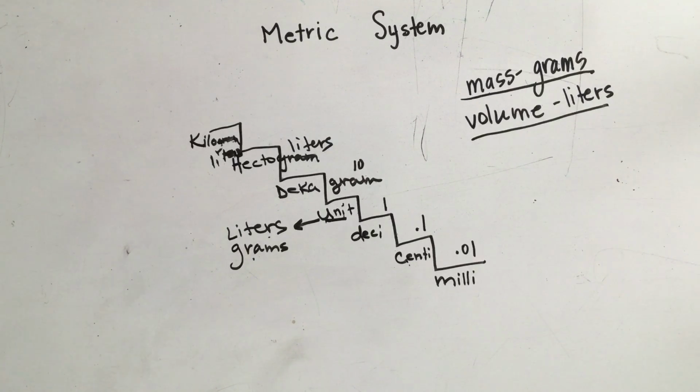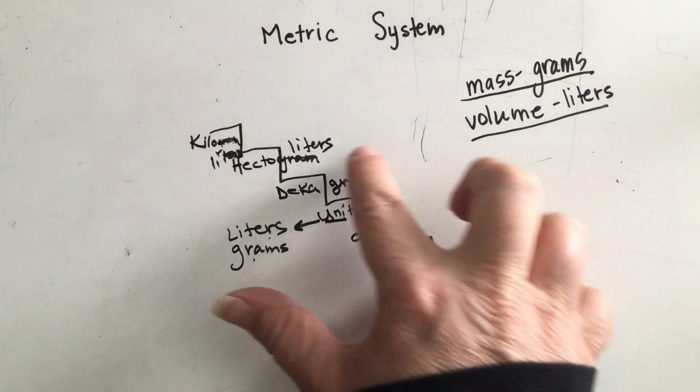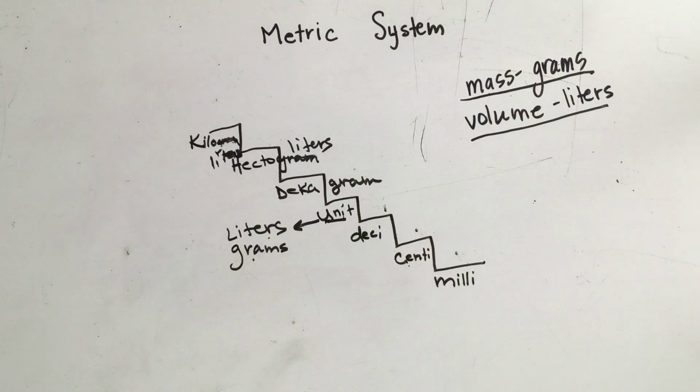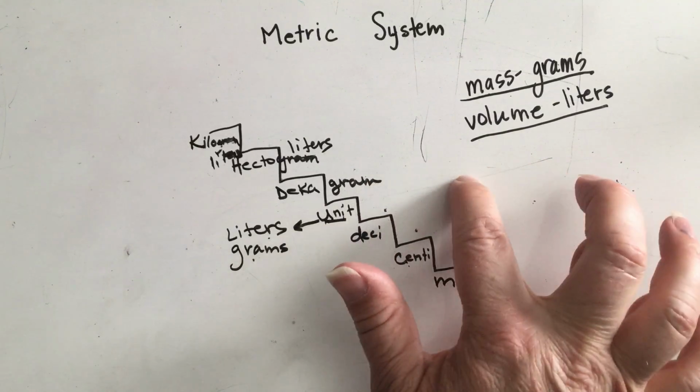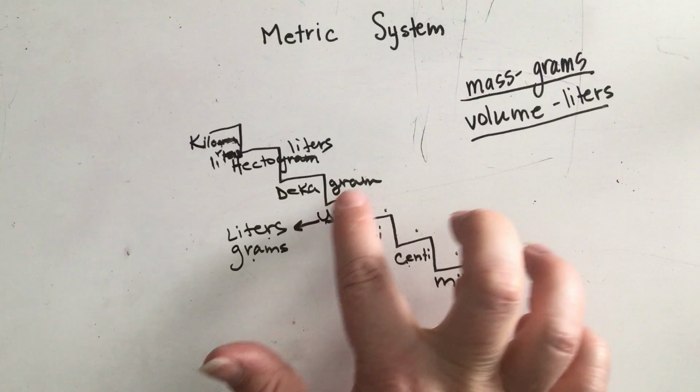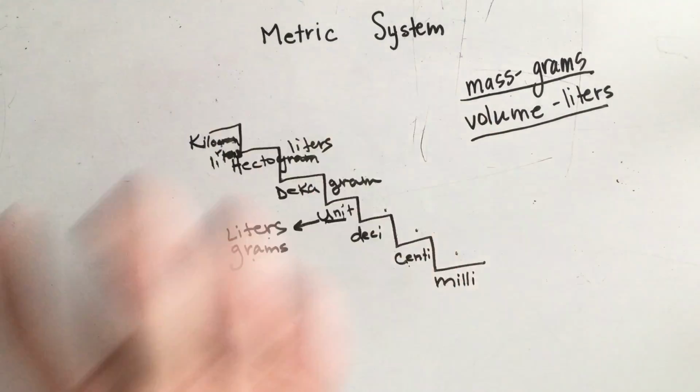So anyway, make sure that you are writing your steps, getting your numbers figured out, and that you pay attention to King Henry doesn't usually drink chocolate milk, because that will help you know how many steps you're moving, which tells you how many zeros you need to add or take away. You're going to be moving your decimal to the left so many steps or to the right so many steps, depending on how many steps you go down or up.